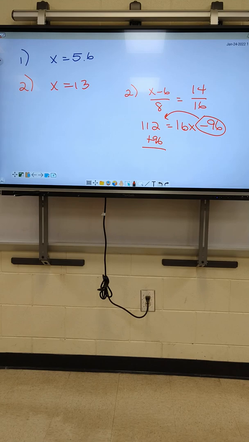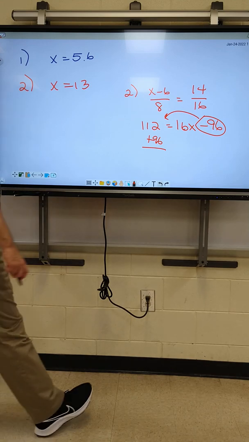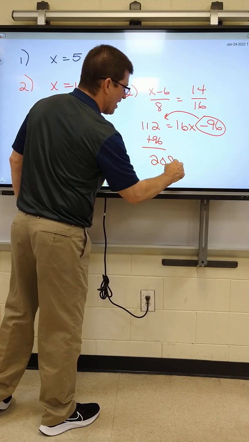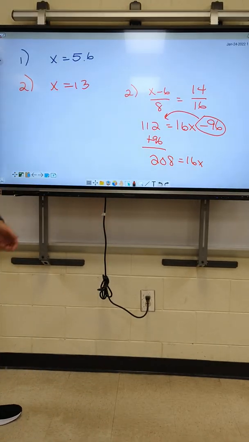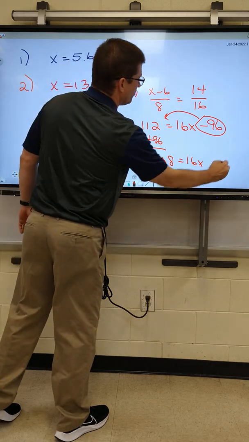Like 200 and something. All right, so I got 208 equals 16x. And what's the last step? Divide. Divide, good.